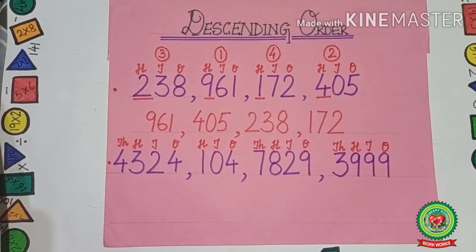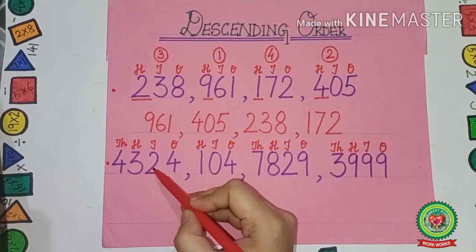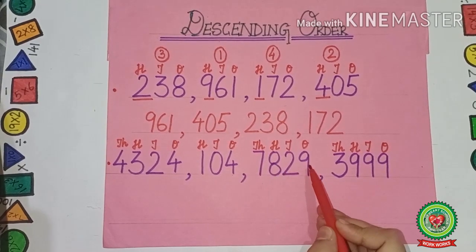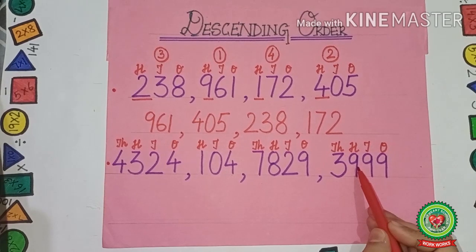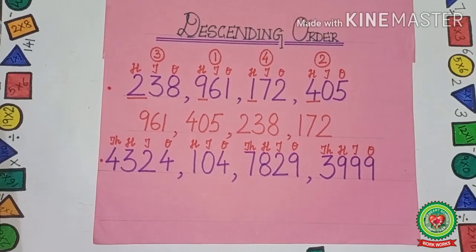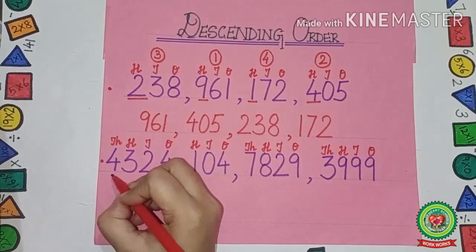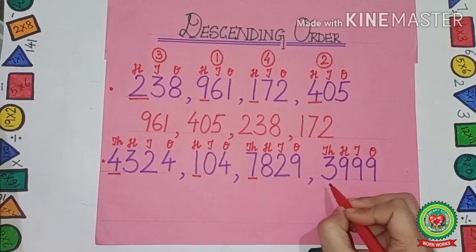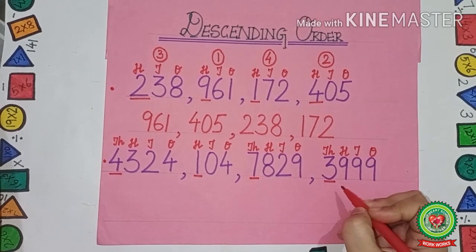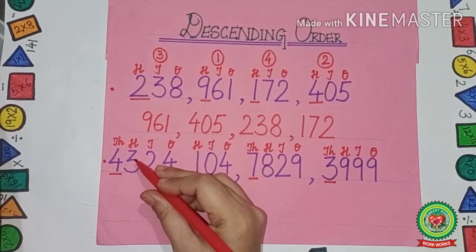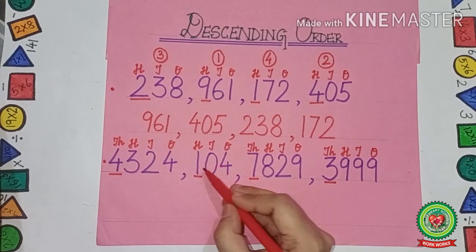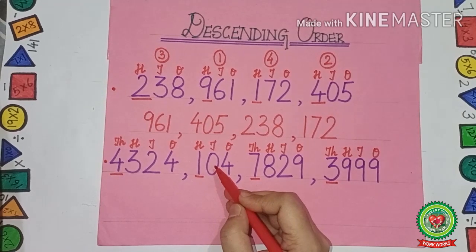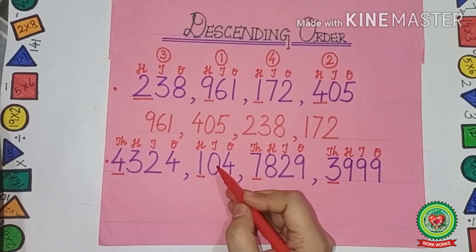Now we will read the number. So 4,324, 104, 7,829 and 3,999. Again we will underline the first digits. So first digit of this number is 4, then 1, then 7, then 3. Notice children that all the other numbers are going till the place value of thousands, and this number 104 is going till the place value of hundreds. So naturally this number is the smallest, so it will come last in the descending order.